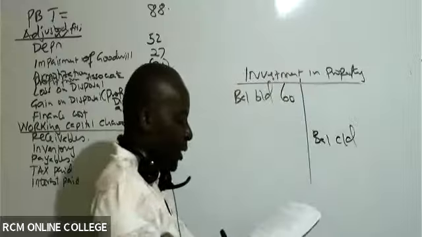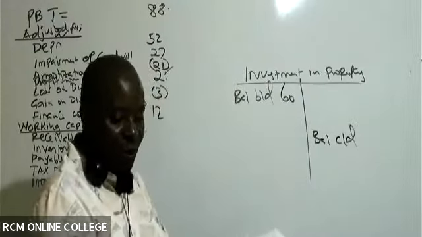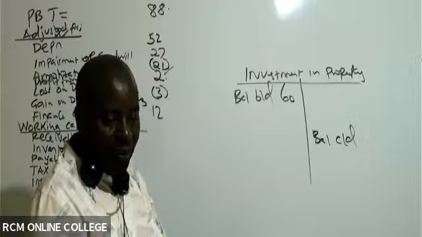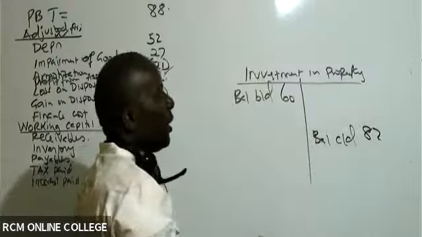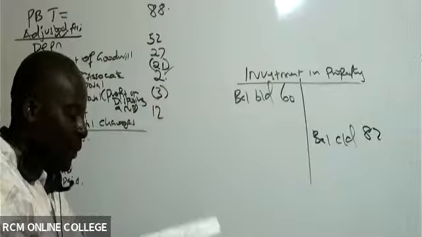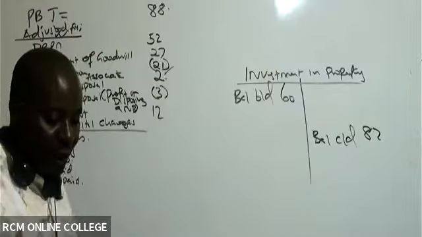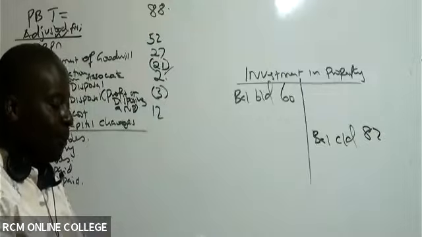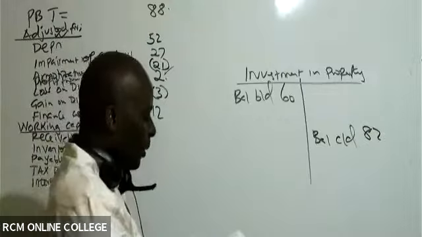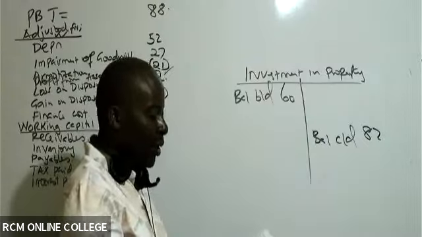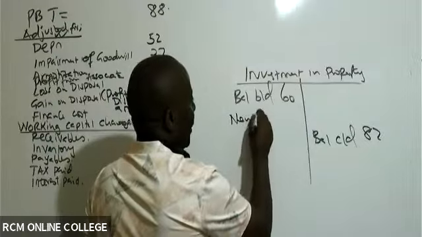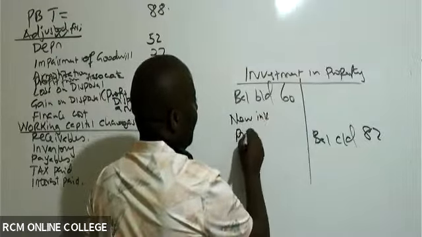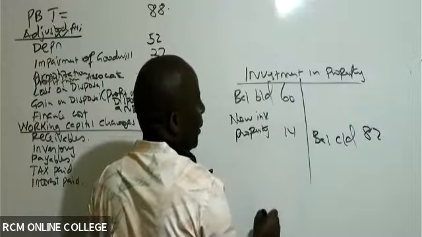How about balance carried down? Balance carried down is how much? It's 82. Is there any investment in property that we acquired? If you look at note number 3, Ukulima Group accounted for investment properties at fair value. Some new investment properties were acquired at a cash of 14. So in this case, of course, this is increasing. So new investment property, 14.